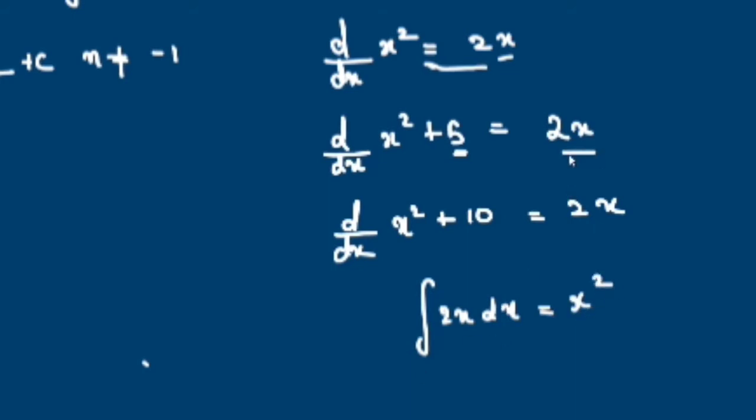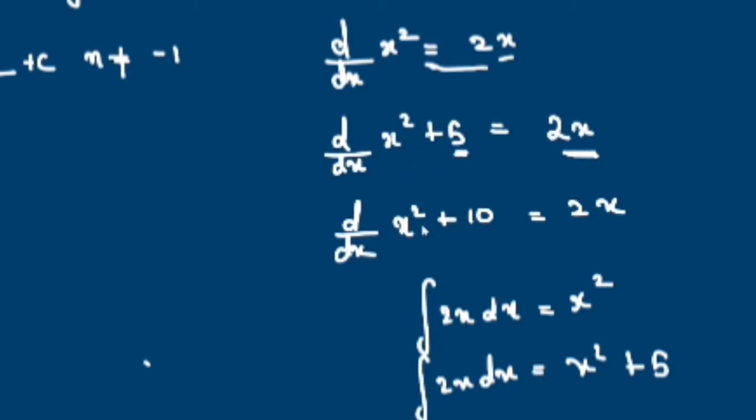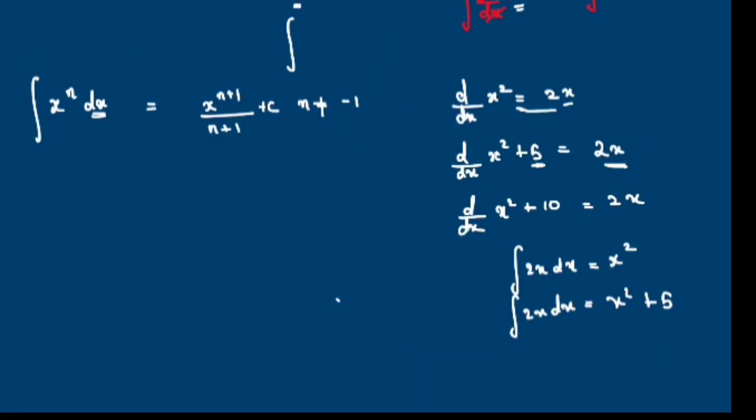Now integration of 2x dx is also equal to x square plus 5. So it can be x square, or x square plus 5, or x square plus 10. So this constant is missing throughout. When you differentiate, there is some constant here that becomes 0, and that constant is missing. So always add one constant. That constant can be 0 or 5 or 10. Whenever you integrate, always put that constant, because when you differentiate, the constant becomes 0. Which constant has become 0, we don't know. So we have to put plus c here.